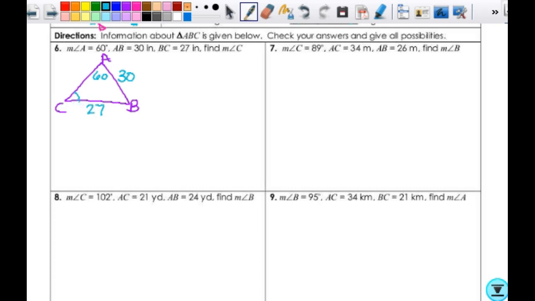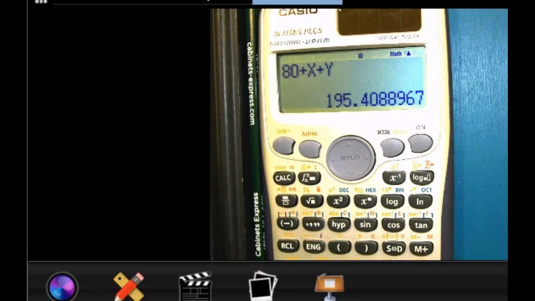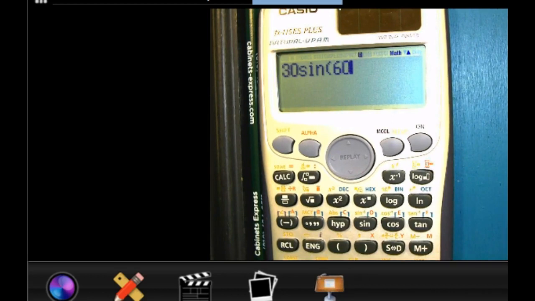Okay? So there you go. We have everything that we want to find, and then we're going to set up our little proportion, right? So I'm going to say the sine of C would be over what? 30. And that's equal to the sine of 60 over 27. So I'm going to cross multiply 30 times the sine of 60. And then I'm going to divide by 27. Okay.